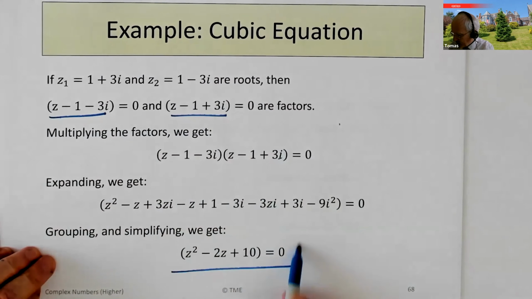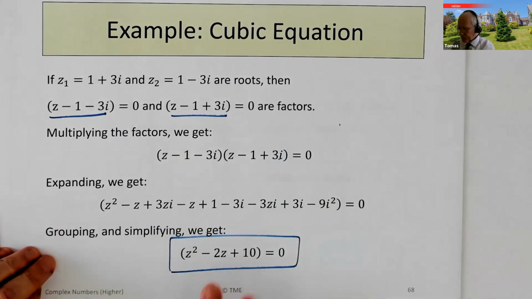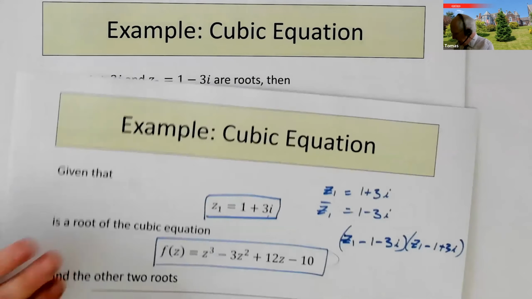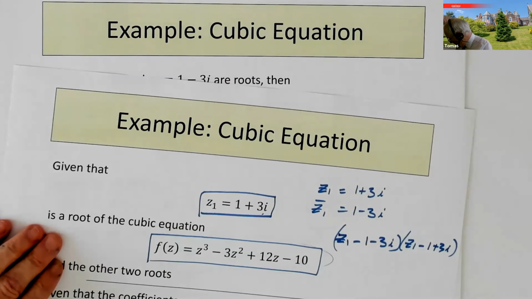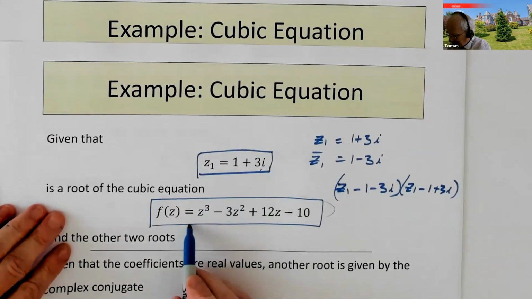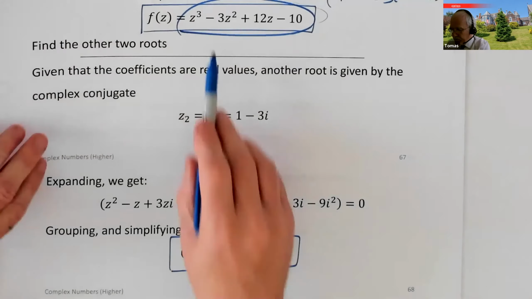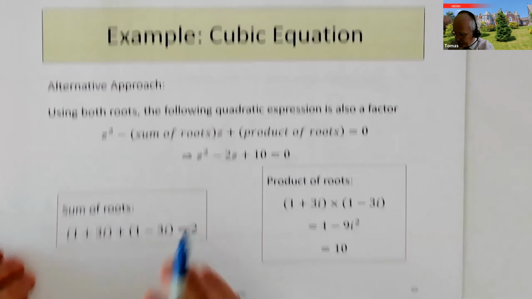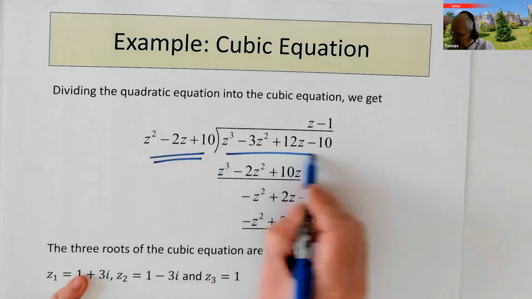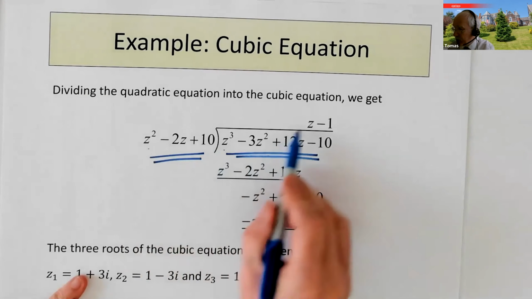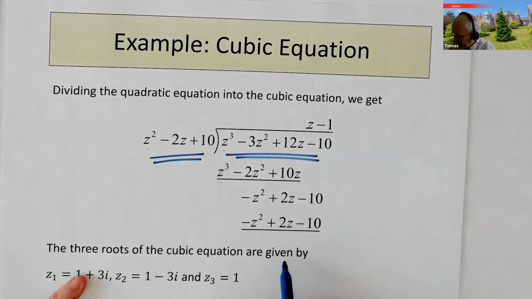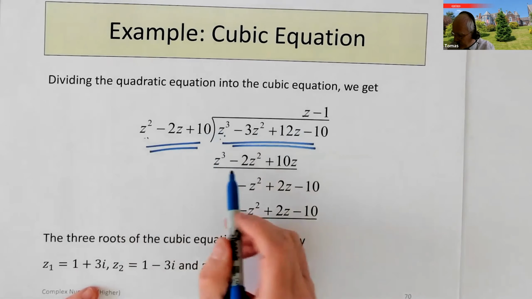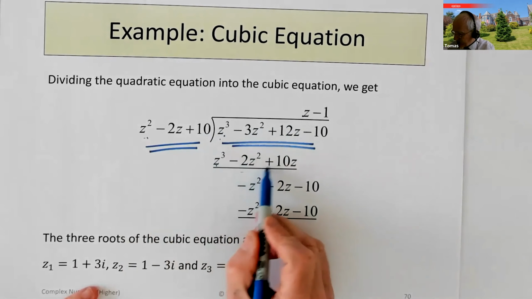So what's going to happen here is we multiply those two factors, and I'll end up with a z squared thing here, the quadratic. And I know that the quadratic has to go into the cubic. So the z squared has to go into the z cubed. How do I do that? How many times does z squared go into z cubed? It goes z times. So z by z squared is z cubed, and z by minus 2z is minus 2z squared.